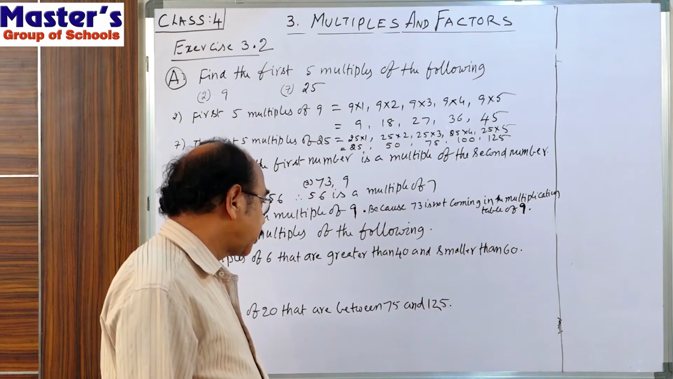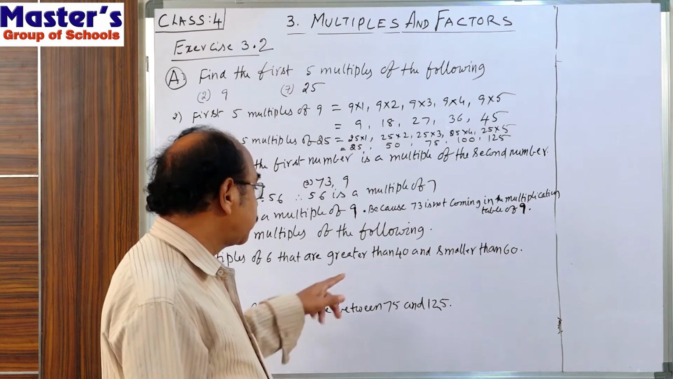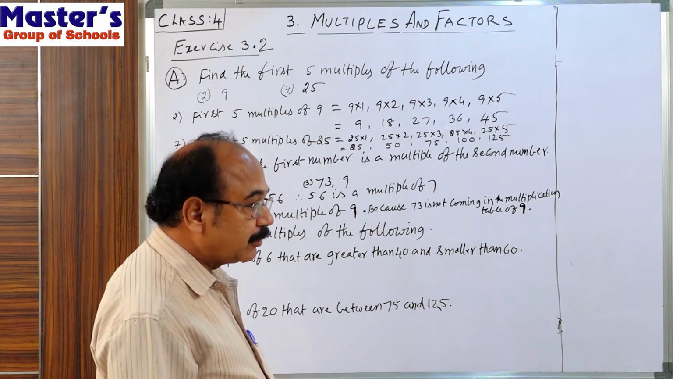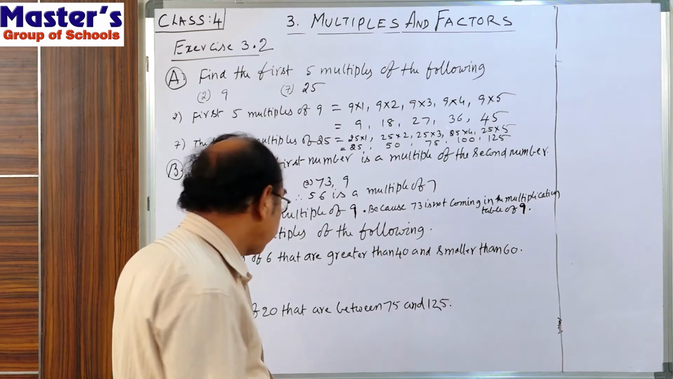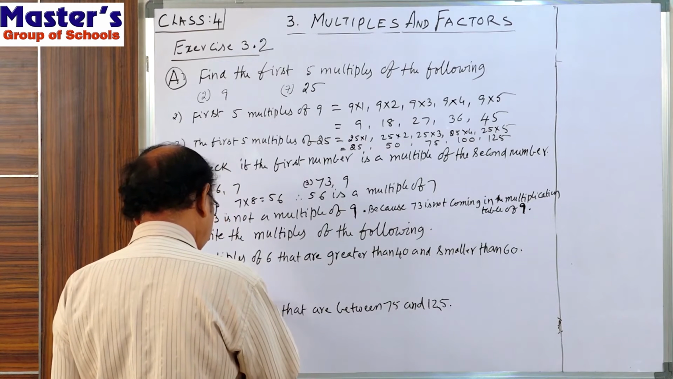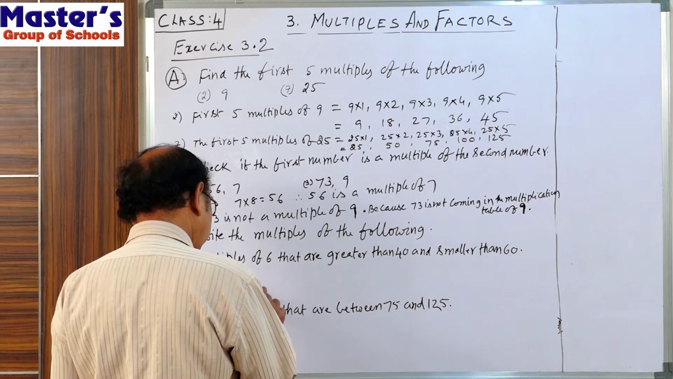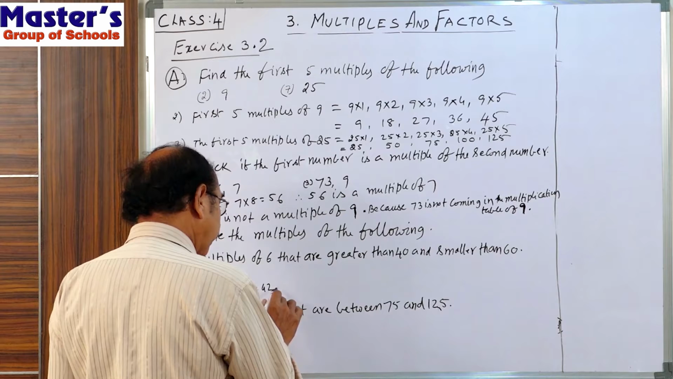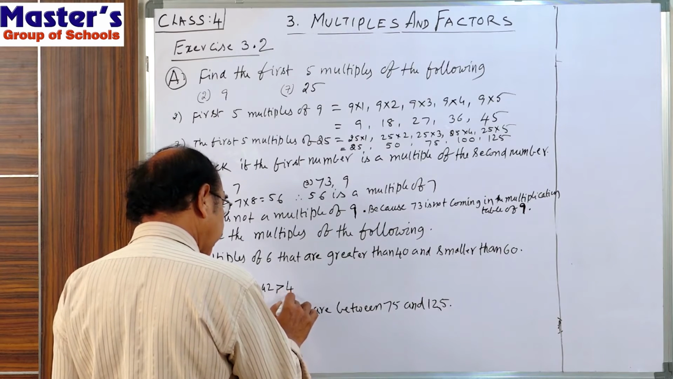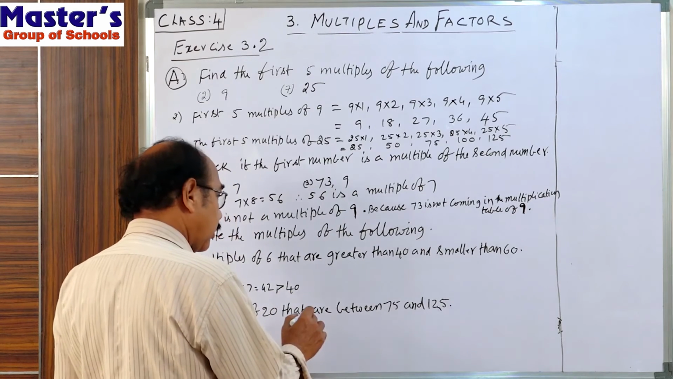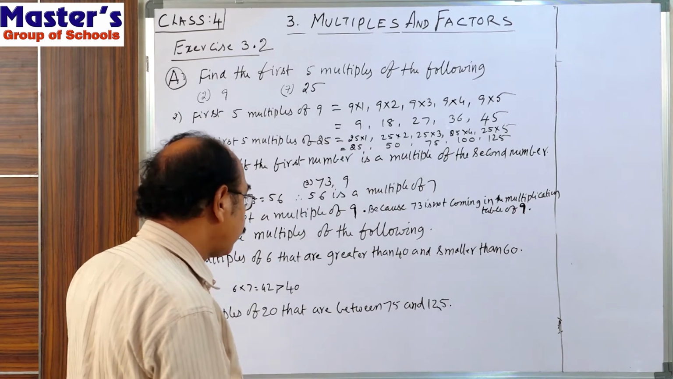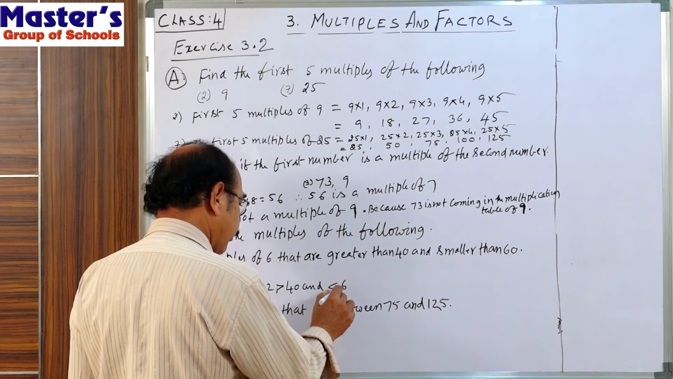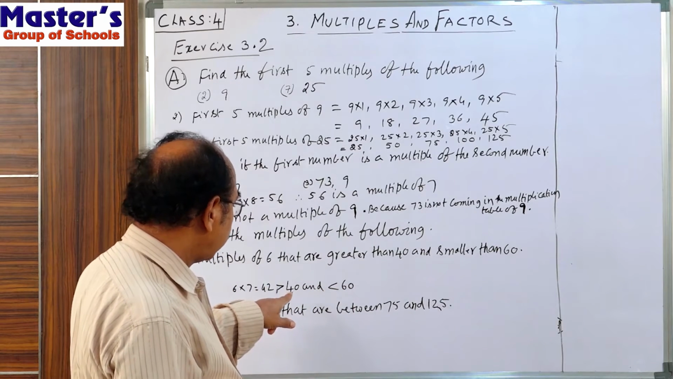Okay. 6 6s are 36, but 36 is not greater than 40. That's why now you take 6 into 7. 6 7s are 42. 42 is greater than 40, yes or no? And less than 60. 42 is greater than 40 and less than 60.